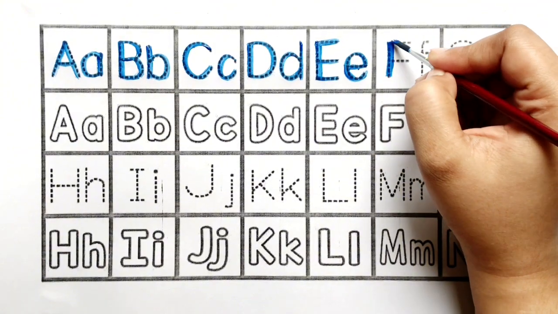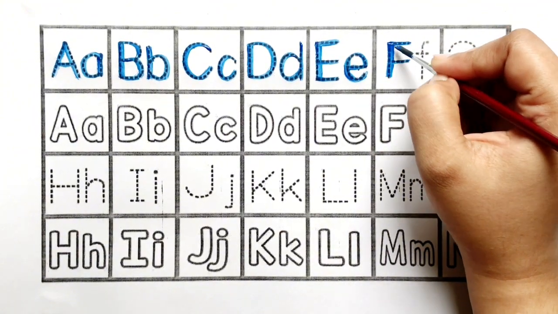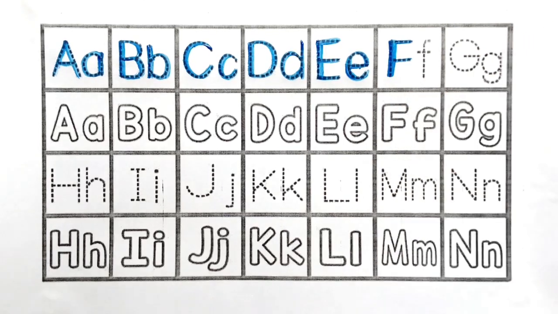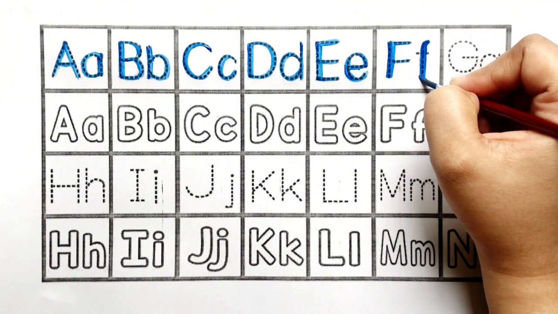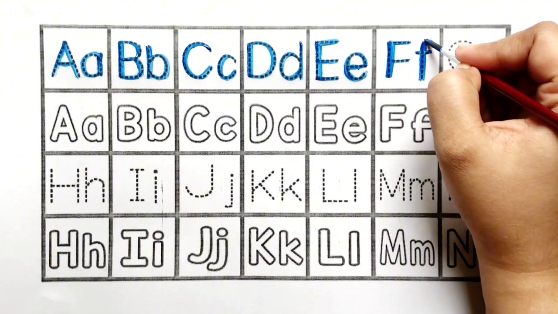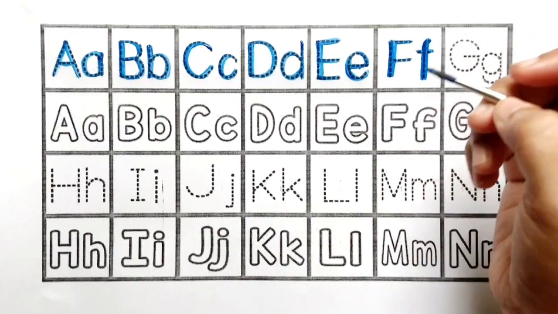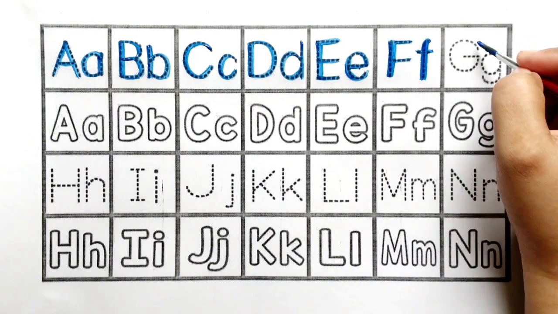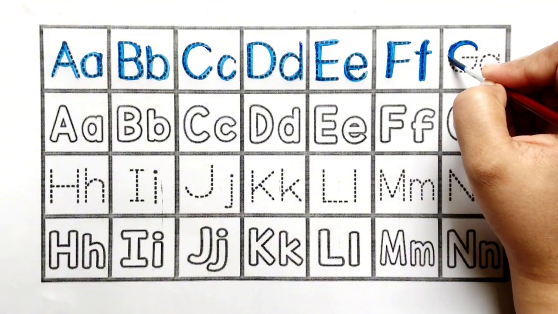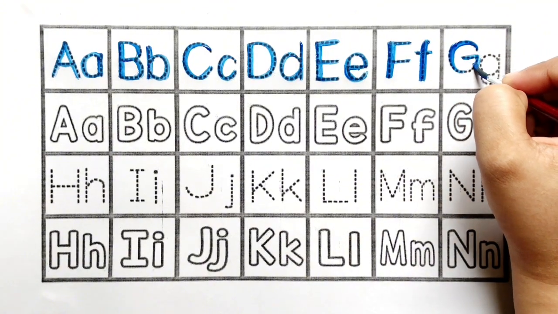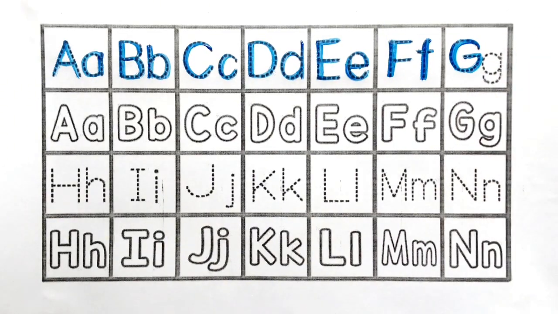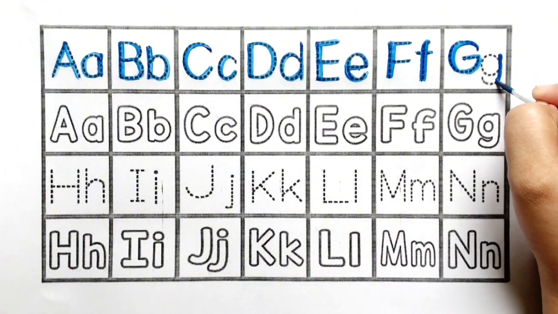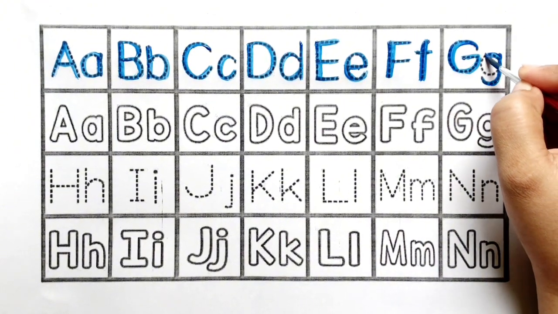Uppercase letter F. Lowercase letter F. F for fish. Uppercase letter G. Lowercase letter G. G for grapes.